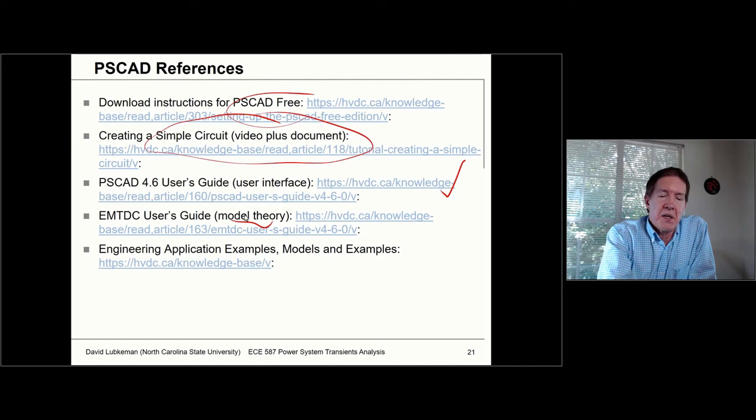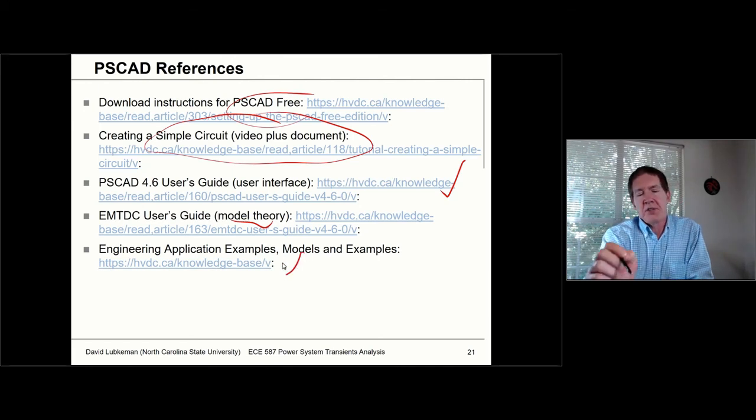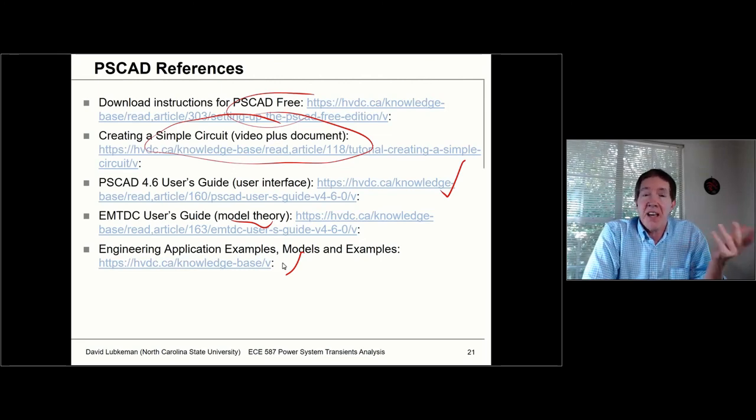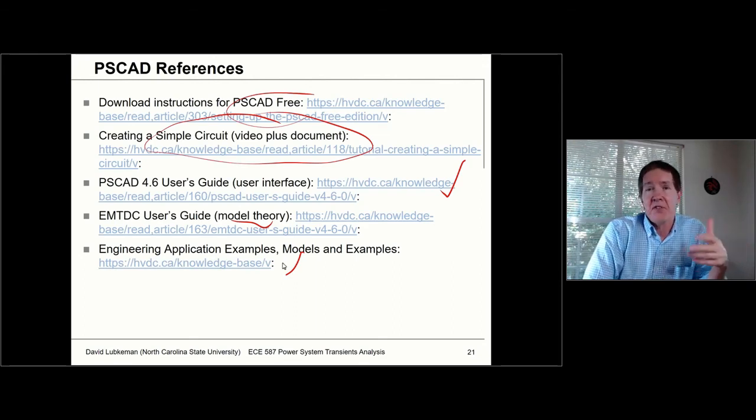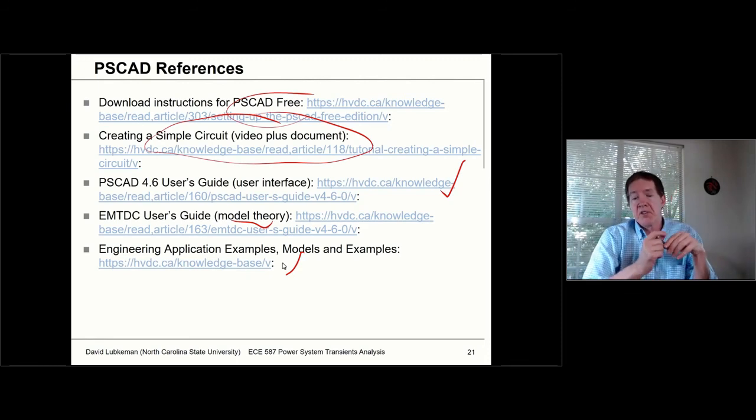And then finally, there's a knowledge base section where it has a lot of different examples. Let's suppose you wanted to know how to set up PSCAD to do a wind turbine generator. Well, they've actually got cases in this knowledge base you can load in, see how they set it up, then make modifications for the particular application that you're interested in. So that's also a pretty good resource where they have a number of posted examples.